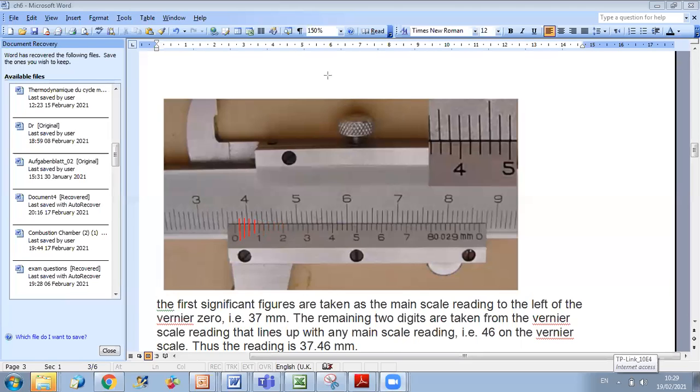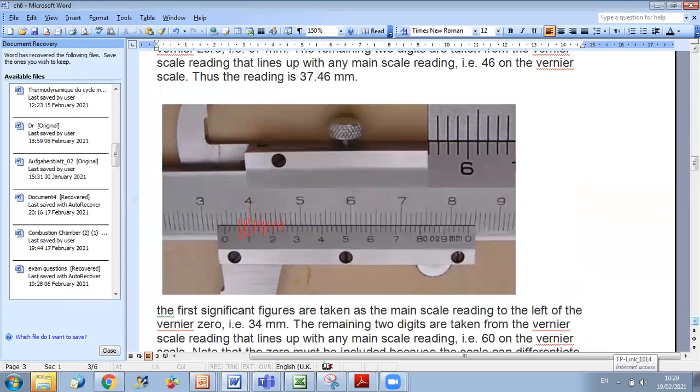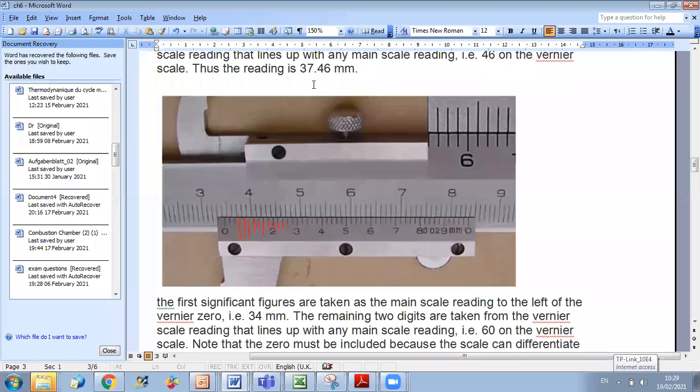Okay. Now, another example. This is another example here. Also, first, I look at the zero in the vernier scale. Okay? This is 3 centimeter, 31, 32, 33, 34 millimeter here. Just to the left of zero, I read 34 millimeter. Then on the vernier scale, I try to see the perfect match. Also here, I did a zoom for you. The perfect match is at 6. So it's just 34.6 millimeter.